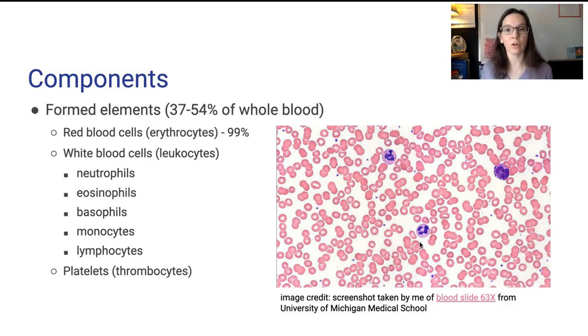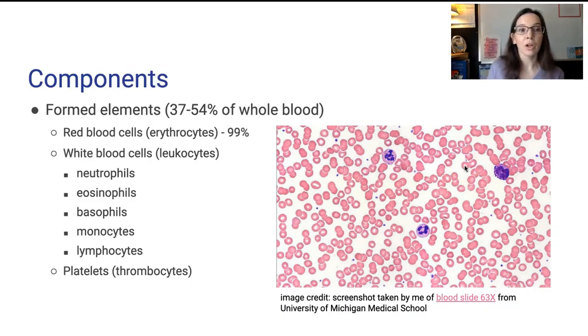So red blood cells are erythrocytes, and that's what almost all of these kind of pinkish, reddish cells are that we see on this slide. They're round. We're going to talk about them in another video, but they're almost like a donut shape, except the hole in the middle of the donut doesn't go all the way through.